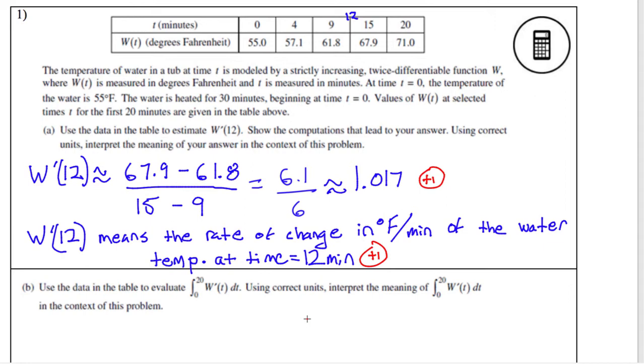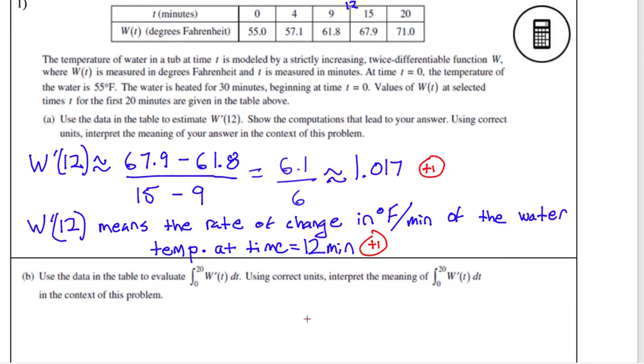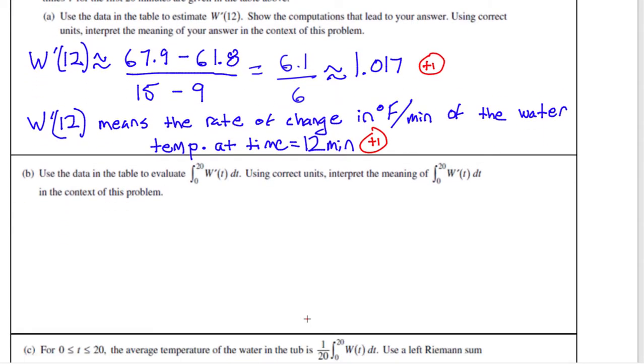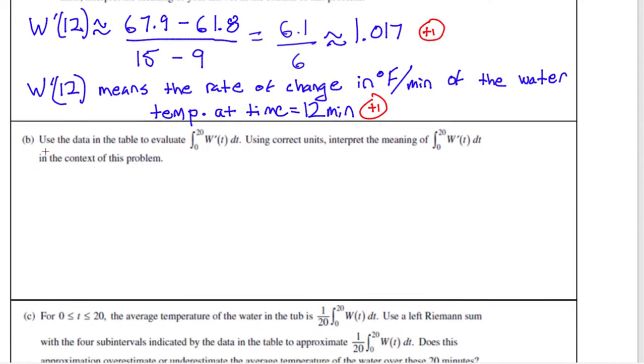Questions on 1A. All right, we're going on to 1B. Again, the rules are if you got 2 out of 2 points on B, you can ignore me and work on your fix-up. If you missed even 1 point, you need to be with me. All right, so I'm going to use the data in the table to approximate my integral of W prime of T, and then I'll have to interpret that meaning.